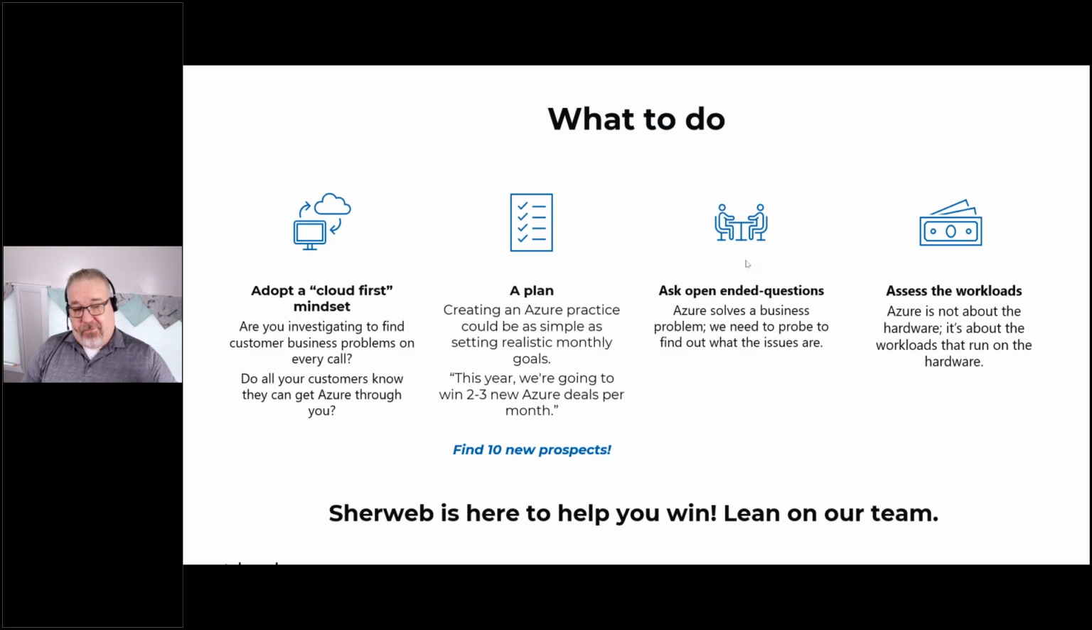Oh, and the other piece is, any of your customers that do business with Sherweb through you get free tech support. So you can call us at any time. We have inroads to Microsoft all the way from tier 1 to tier 4 for tech support. So if you need help, it's there. And that could be a selling feature.